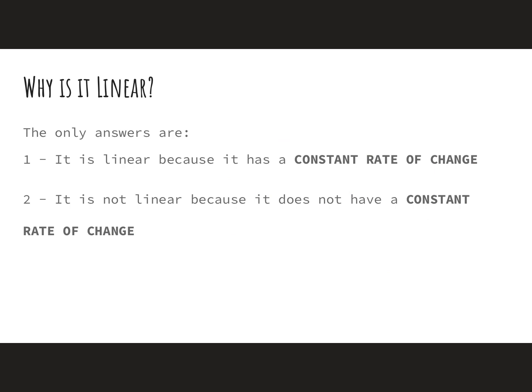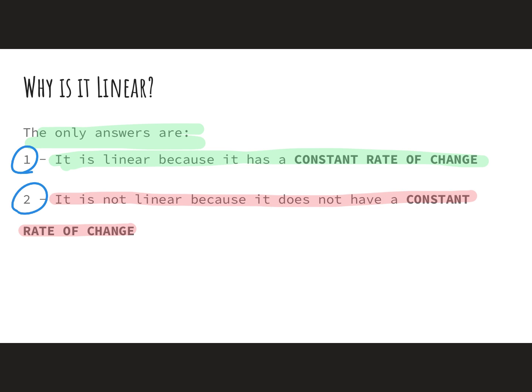Okay. So next, let's talk about why it's linear. There are only two answers. The only answers are it is linear because it has a constant rate of change, or it is not linear because it does not have a constant rate of change. If you are asked why something is linear, that's it. Those are your only two answer choices. Do not give me anything else. It is linear because it has a constant rate of change. It is not linear because it does not have a constant rate of change.